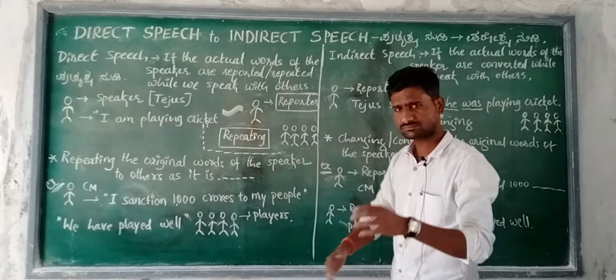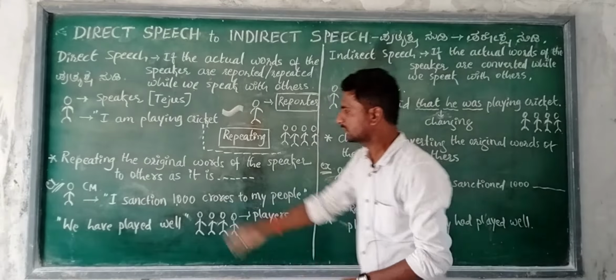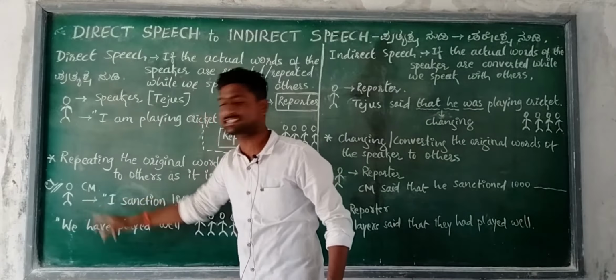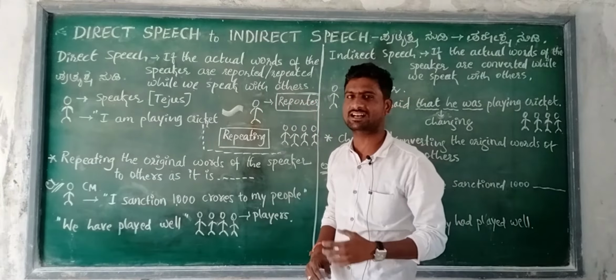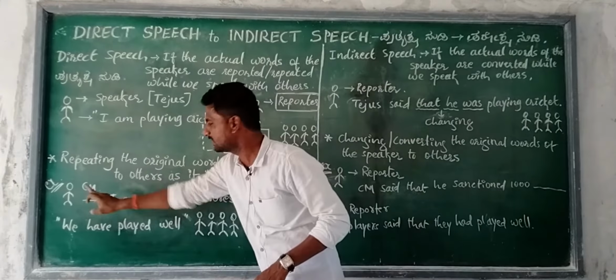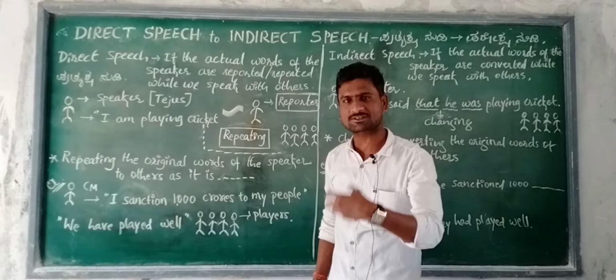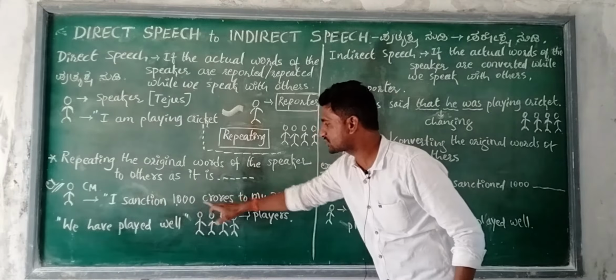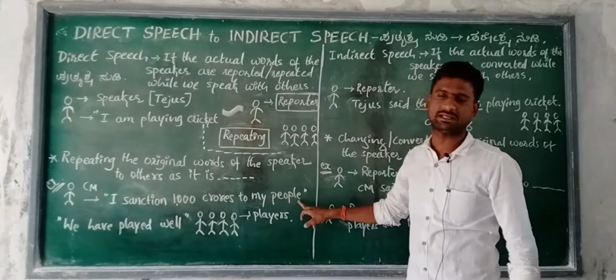Okay, see, another example I am going to give you. Yes, here is also another diagram, and this diagram is referred to as the CM, Chief Minister of Karnataka. Okay, see, CM, and what are the beautiful words spoken by the CM here? Yes, I sanction 1,000 crores to my people.